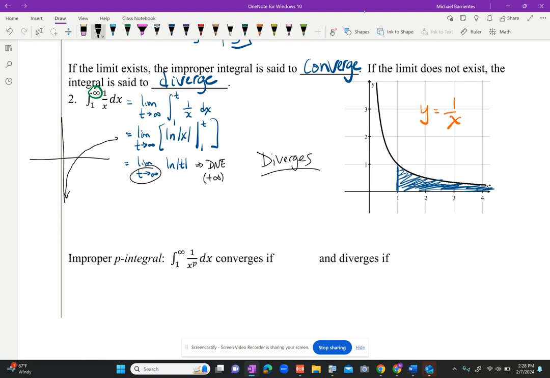So whenever I have that layout of a function, 1 over x to the p, we know that it's going to converge if p is greater than 1, but it's going to diverge if p is less than or equal to 1.